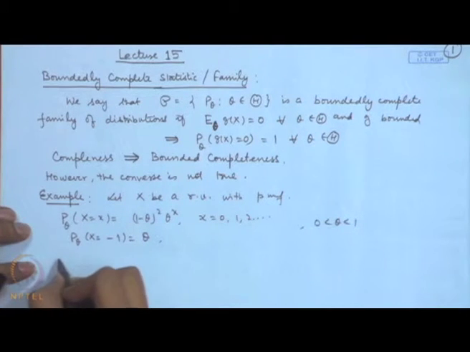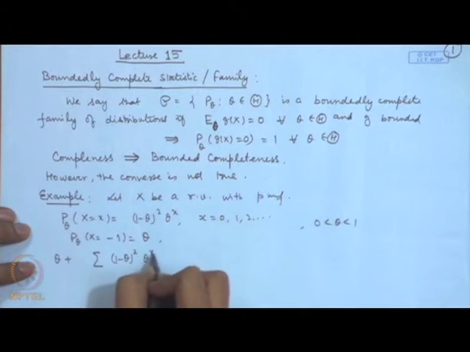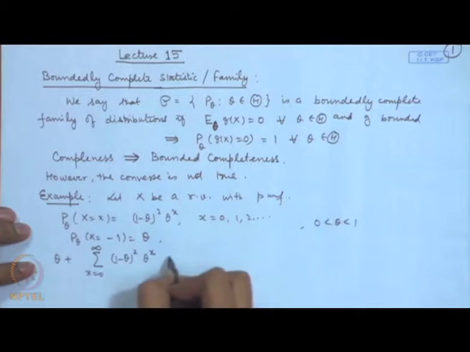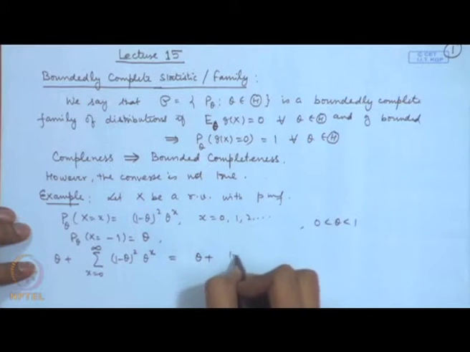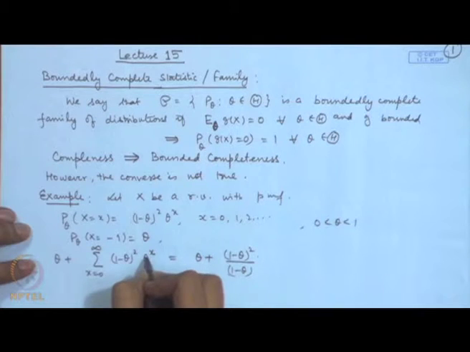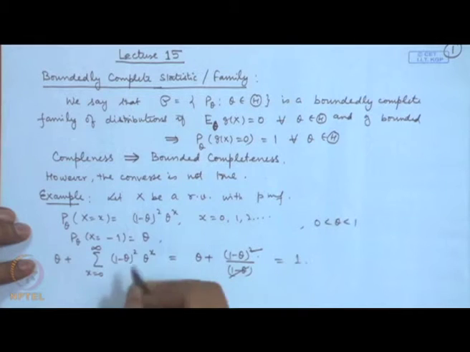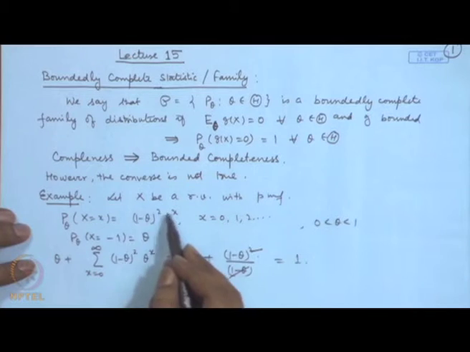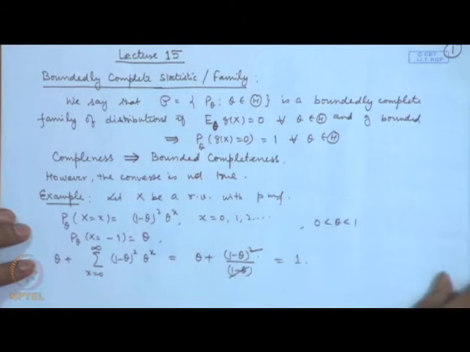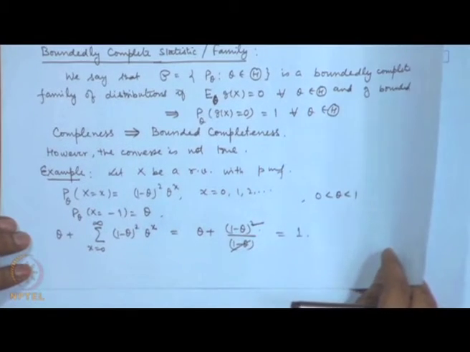Now, you can easily see that theta plus sum of (1 minus theta) squared theta to the power x, x equal to 0 to infinity, that is equal to theta plus (1 minus theta) squared divided by 1 minus theta, because this is an infinite geometric series with common ratio theta. So, this cancels out, you get 1. So, this is a proper probability distribution. You can say it is a shifted geometric kind of distribution. Let us show whether it is complete or not.